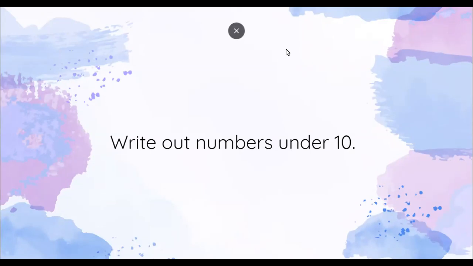Like if we have 10, we write TEN instead of 10? No, for 10, you can write 1 0. It's just how you write out numbers under 10. So for one you would just do ONE, right? Yeah, okay, okay, basically.